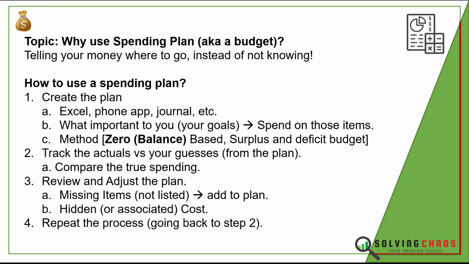And then the last step is to repeat the process. You go back for the next month and you do it again. And you will do the same process. Over time, you get better and better at it, and your budget becomes a little bit more accurate. So we don't want you to give up here because this is super important. You keep on doing it, you get better at it.